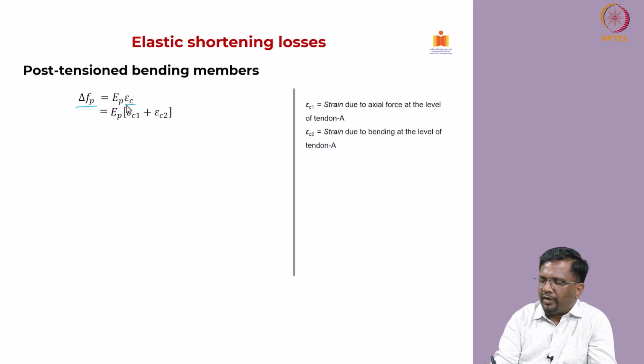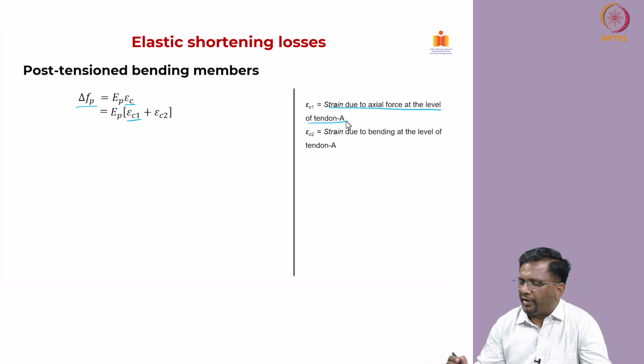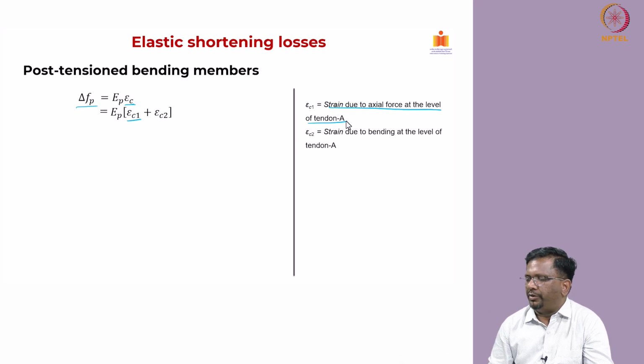Now, the strain we can decouple into two components. The first one, epsilon C1, is the strain due to axial force at the level of tendon A. Now again, we have two tendons. When you are stretching the tendon B, you will have loss that is happening only in tendon A. Because it is a bending member, you have a curved profile, so you will have two components of strain. One is the strain due to axial force at the level of tendon A, and epsilon C2 is the strain due to bending at the level of tendon A.